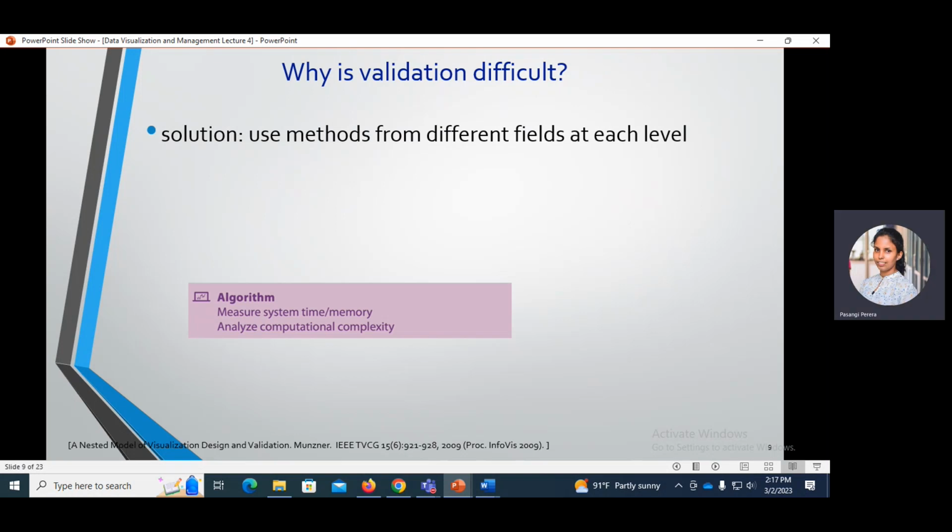Why is validation difficult? For this question, we have an exact solution: use methods from different fields at each level.